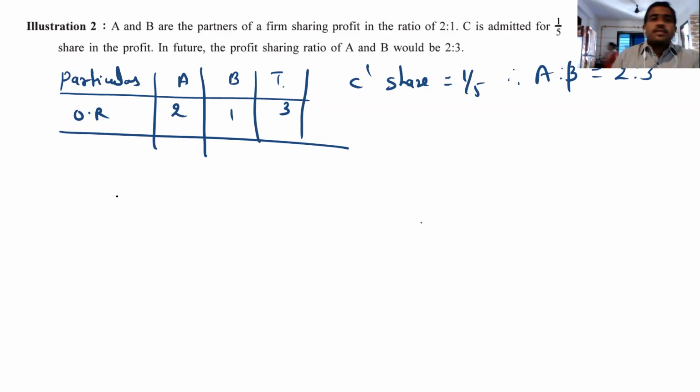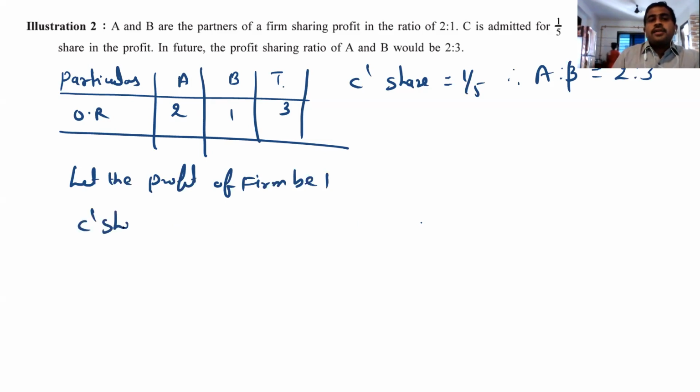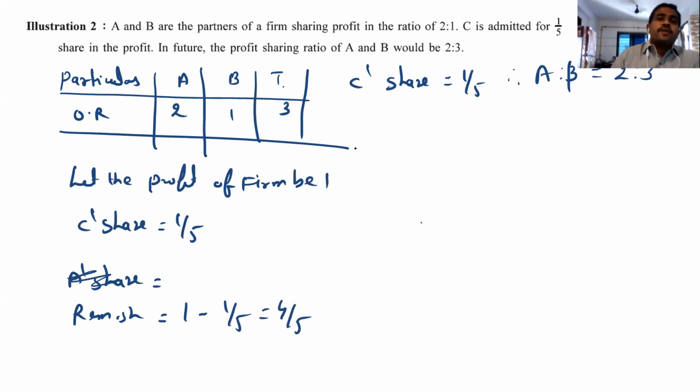So let's see the sum. Let the profit of the firm be 1. In that, C's share comes to 1 by 5. Now take A's share. Now what was the formula? We take the remaining share, which is 1 minus 1 by 5, that is 4 by 5.